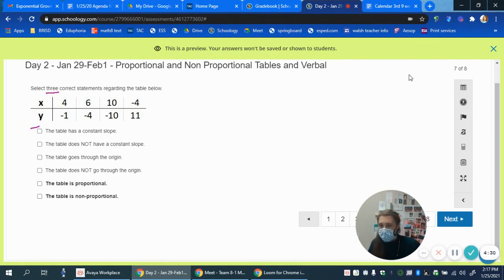We're going to look at the slope. Then we're going to take a look at the origin, and based off of what we get there, we will determine whether or not the table is proportional. So I'm going to go ahead and start with slope. I think it's a little bit easier. If it has a constant slope, that means every single slope fraction, every change in y over change in x that I set up has to match.